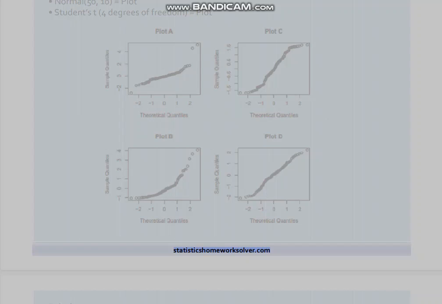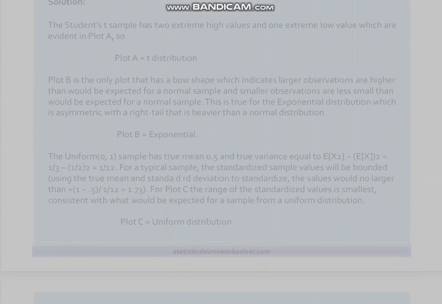Solution. The Student's t sample has 2 extreme high values and 1 extreme low value, which are evident in plot A, so plot A equals t distribution.